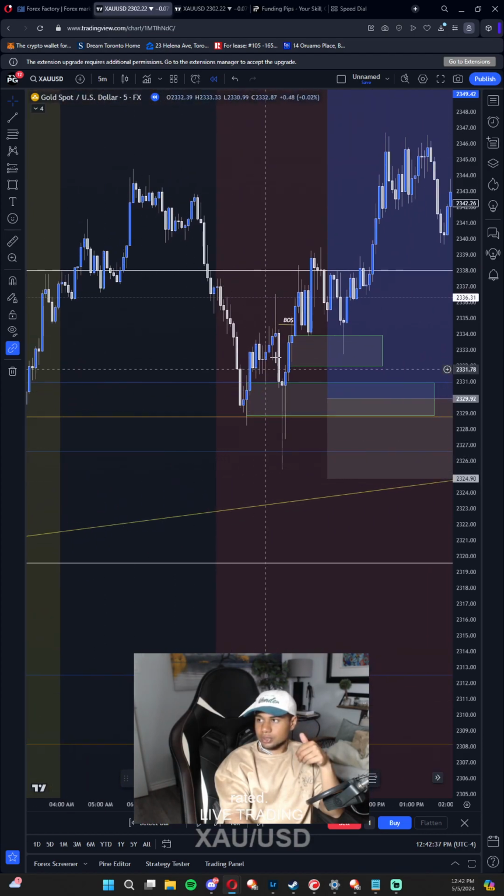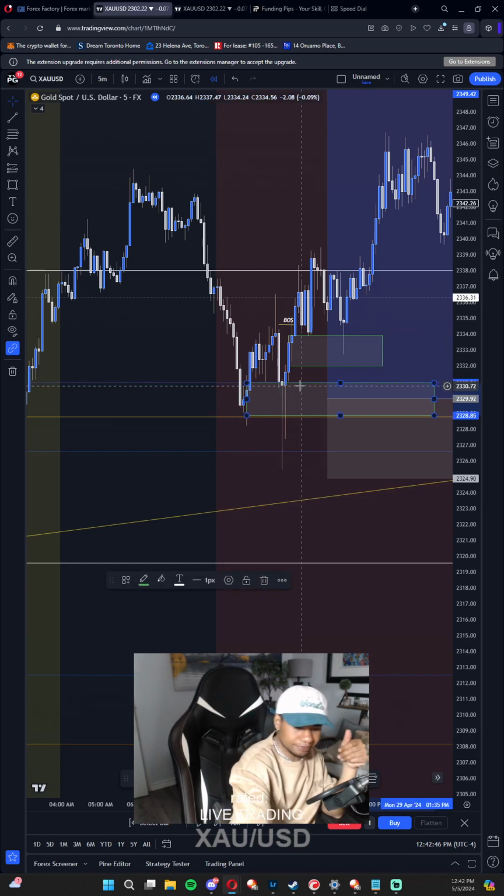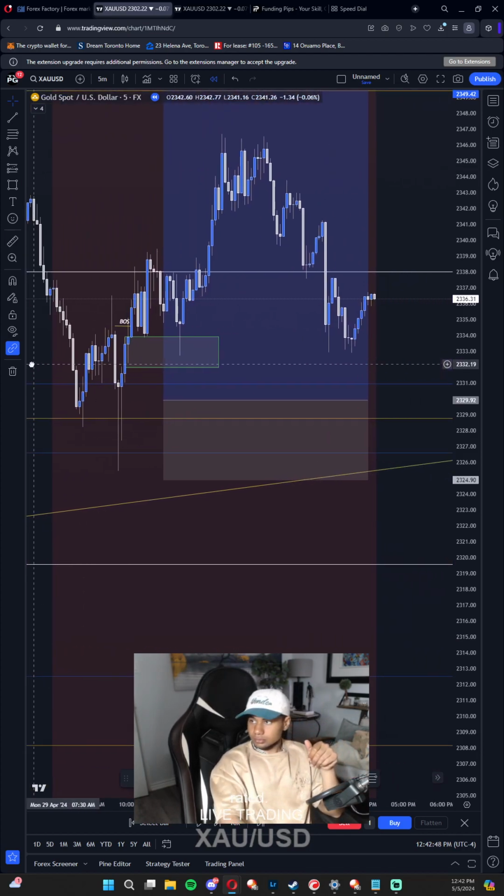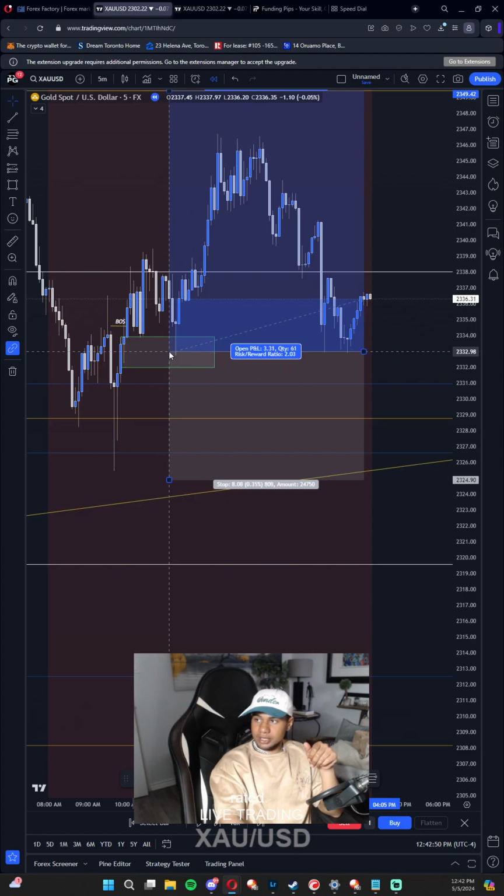Let's go back into it. Comes down, makes this break of structure. Again, there's a high here, breaks it above. Now our fair value gap is over here. Let's just go ahead and delete this, okay? Our entry is going to be in the middle of this or at the top, depending on how you're feeling.